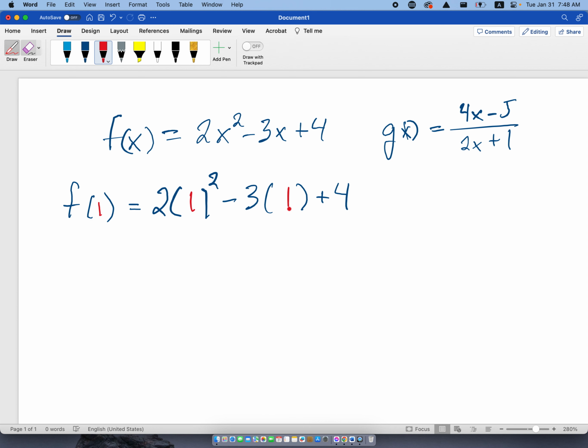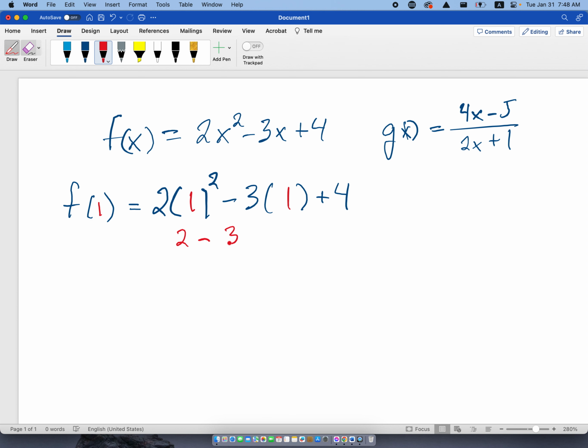Because in the next step, sometimes they'll plug it in for one of the x's, but not the other. But this says, hey, that needs something there, right? So we do it, and then we can calculate it. 1 squared is 1. 1 times 2 is 2. 3 times 1 is 3.